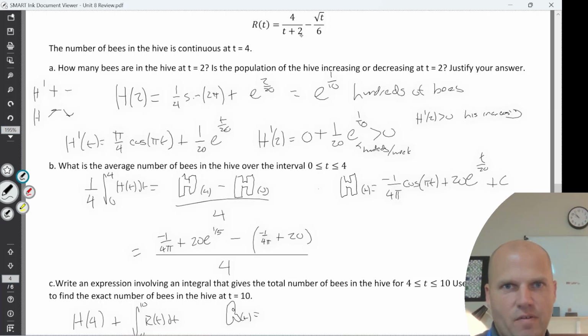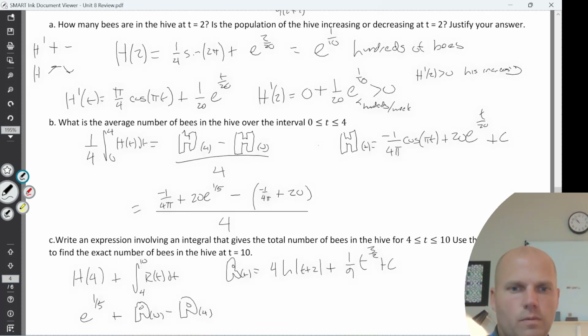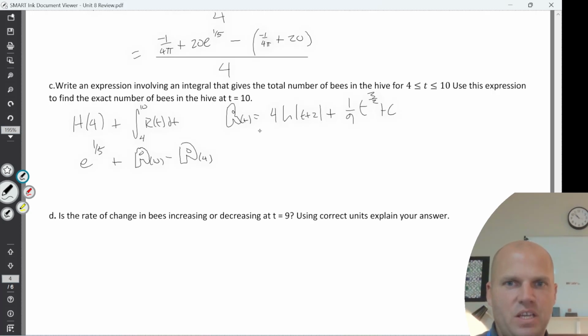I need the antiderivative of this. This is 4t plus 2 to the negative first, so keep the constant; the antiderivative of the negative first power is a log. Keep the constant; the antiderivative of the 1/2 power: add 1 to the power, multiply by the reciprocal. 2/3 times 1/6 is going to be 2/18, which is 1/9. Cool. This would be the total amount of bees.